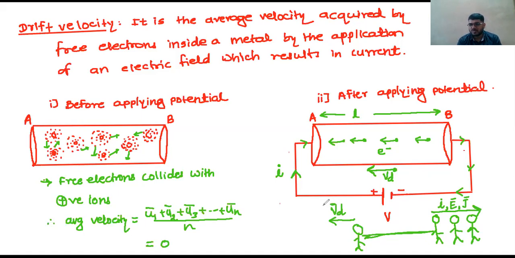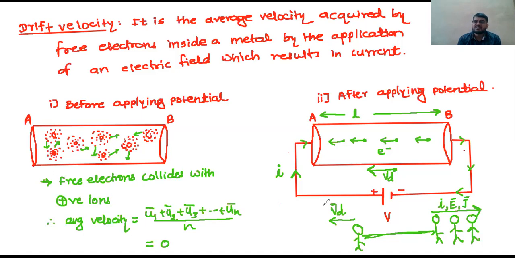Because these two are vector quantities, electric field and current density. And here it is VD. What is that? Drift velocity. But in this diagram, current, electric field and current density are in this direction. Drift velocity alone is in which direction? In this direction. This is what the diagram shows.